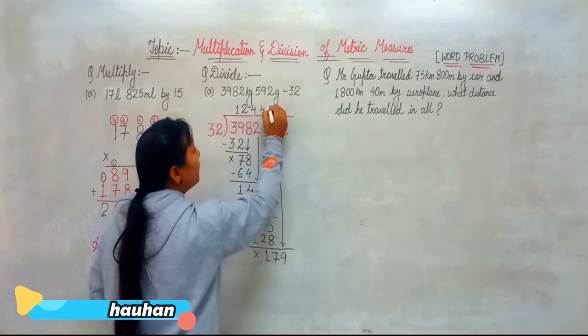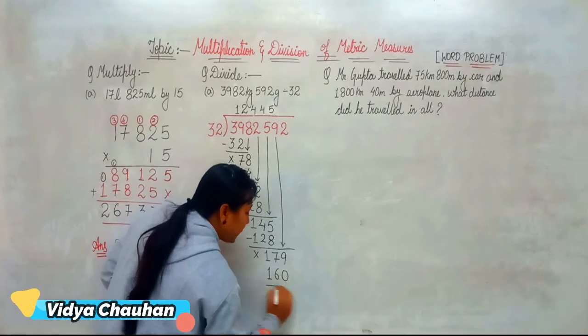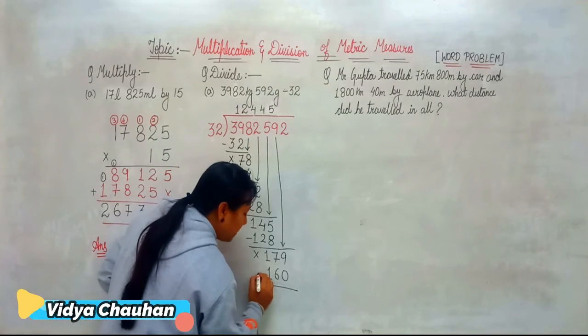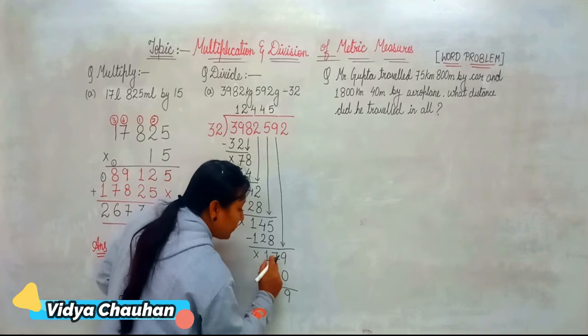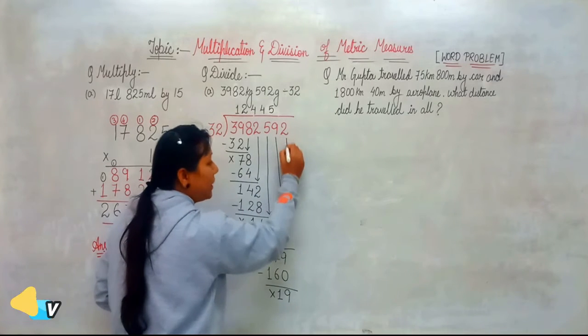So 32 5s are 160. 5 2s are 10 plus 1 carry. So that is 5 3s are 15 plus 1, 16. Subtracting the value here, you will get 9. 7 minus 6 is 1. So what you get is 19.